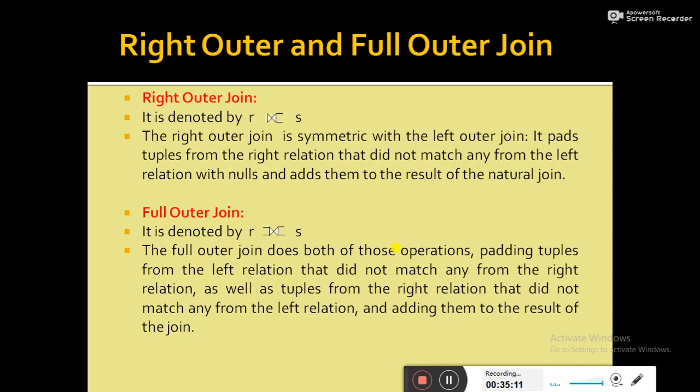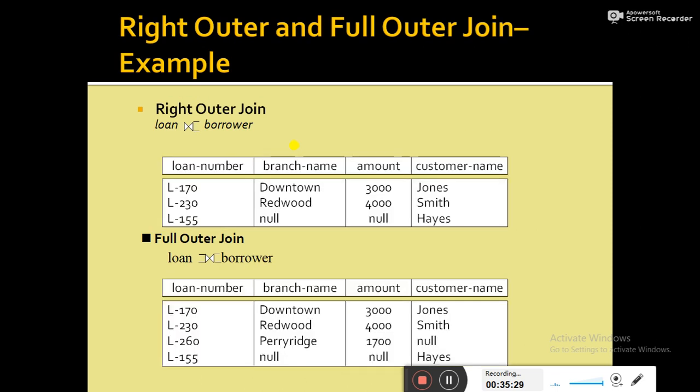Second is the right outer join. It is denoted by this symbol, and right outer join is symmetric with the left outer join. It pads the tuples from the right relation that did not match any tuple from the left relation with null values and adds them to the result of the natural join. So let's take an example.